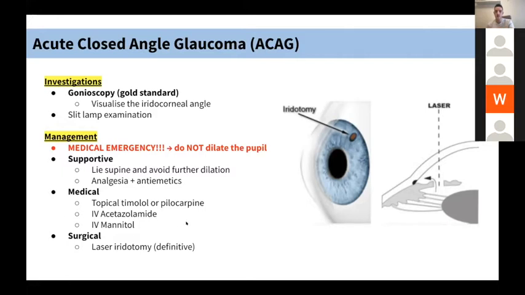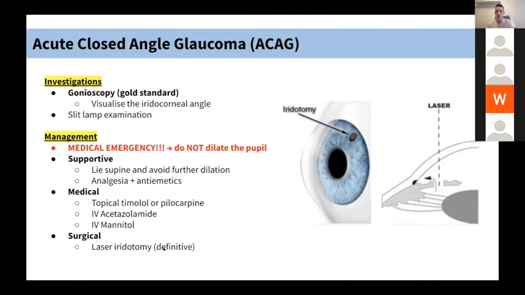And then in terms of medical, we can have a few drops. So Timolol, which is a beta blocker, or pilocarpine, the most common one probably being Timolol, which helps reduce the pressure in the anterior chamber. And then we've got some IV meds that we'll do when they probably get to ED and are seen by an ophthalmologist. So IV acetazolamide and mannitol. Acetazolamide is a carbonic anhydrase inhibitor, so it helps decrease the production of the fluid within the eye, and mannitol helps decrease the fluid within that part as well.